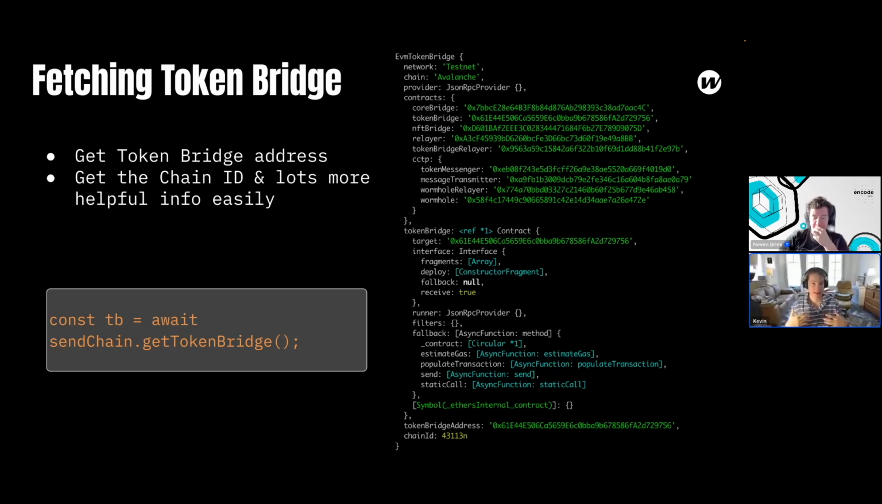We can also see, are we in a testnet or mainnet environment? And then, of course, what's the chain ID for the environment that we're in? So at the bottom, you can see the 43113. That's Avalanche's testnet chain ID.